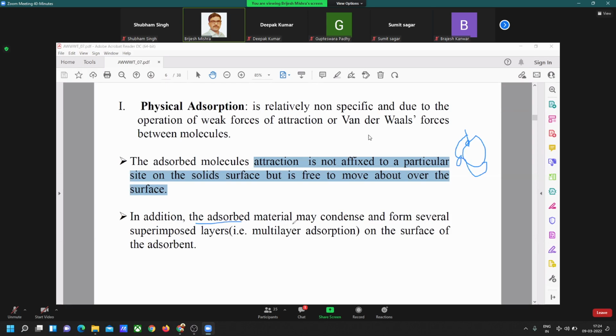In addition, this adsorbed material may condense and form several superimposed layers, multi-layer adsorption on the surface of the adsorbent. So this possibility is there, that is good. By this, you are actually able to get a good QE value. And always remember, in adsorption, there are two common things.